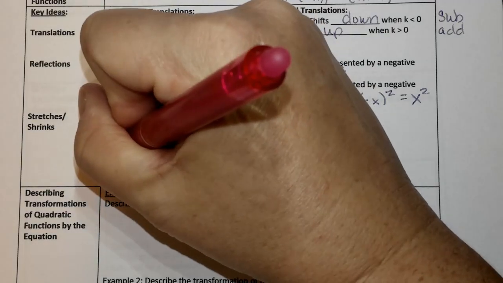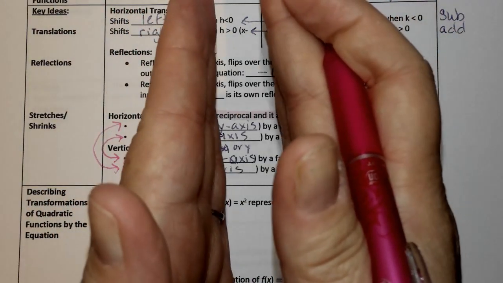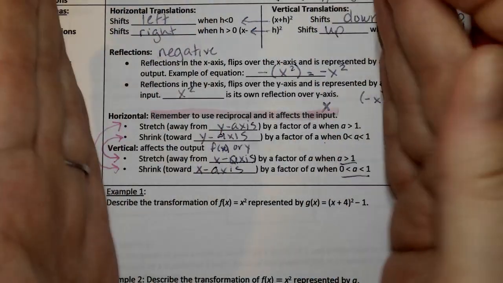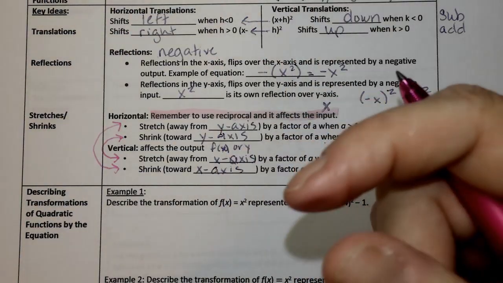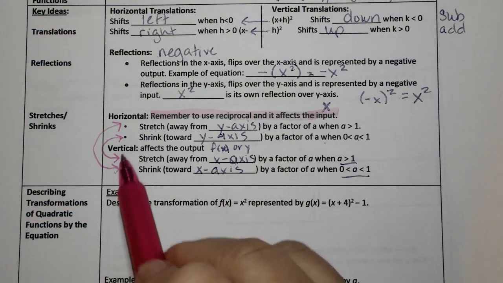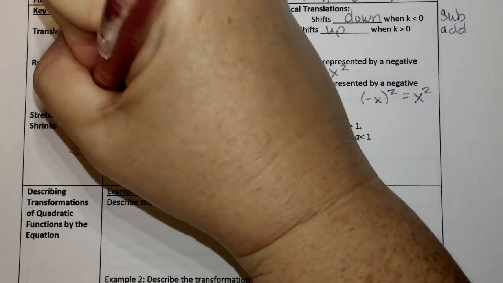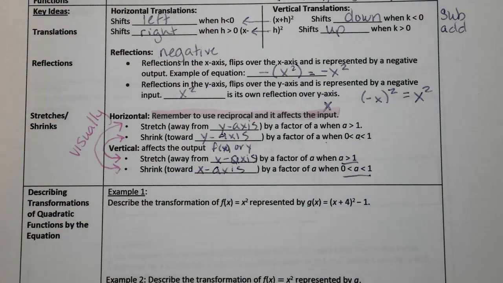Just like a horizontal shrink and a vertical stretch, because you're shrinking it towards the graph, right? You're pushing it down, compressing it towards the y-axis. The vertical, you're stretching it up, and it does the same thing. So visually, these are the same. How do you know the difference? You have to look at the equation.